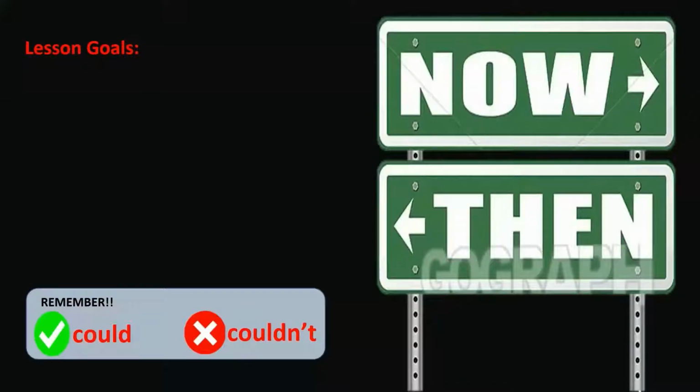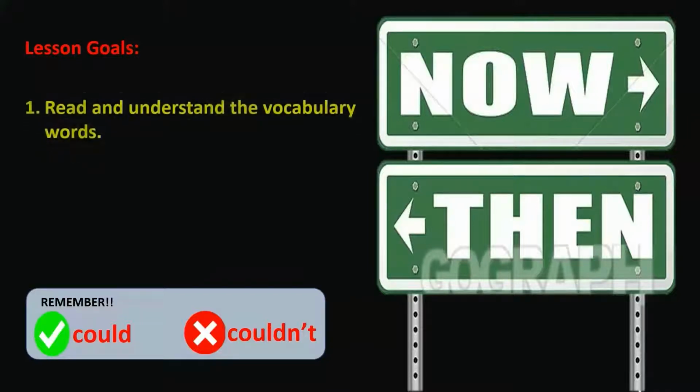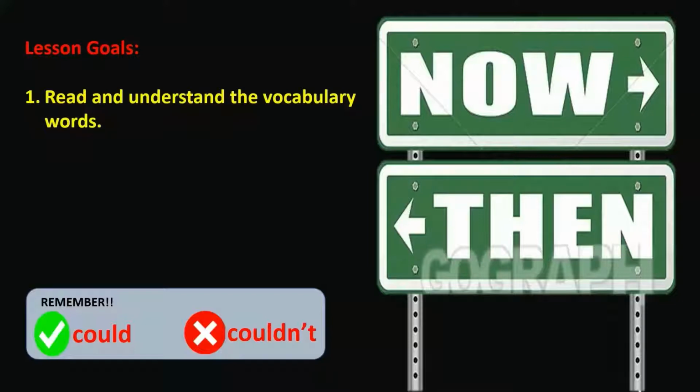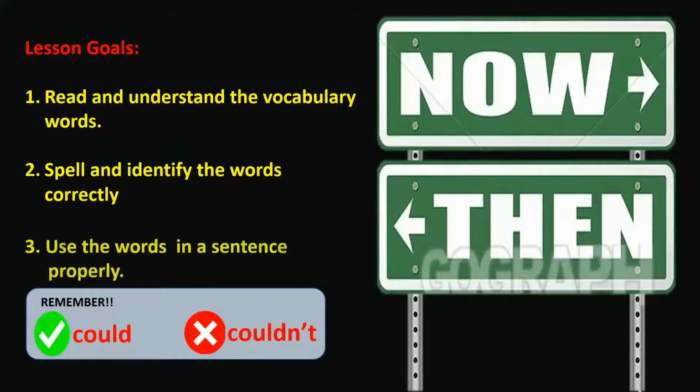We are also going to learn our lesson goals. What are the expected outcomes as we study this lesson? Number one is to be able to read and understand the vocabulary words. Next, to spell and identify the words correctly. And use the words in a sentence properly. So these are our goals.